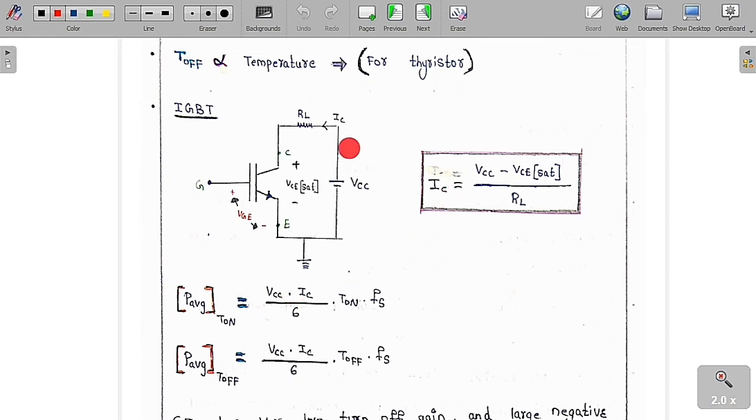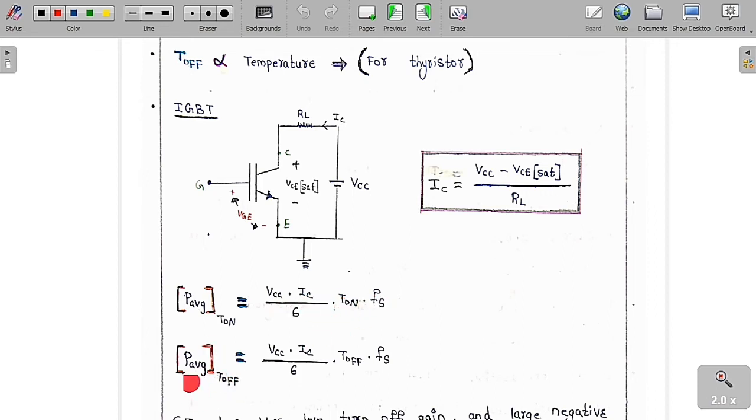Before that, let me tell you the value of IC. If you apply KVL in this load loop, we get IC equals VCC minus VCE sat divided by RL. The average power loss during the turn on period is VCC into IC into T on into FS by 6. This is the important formula, where FS is the switching frequency of this IGBT.